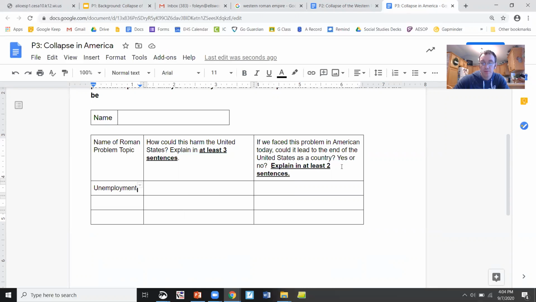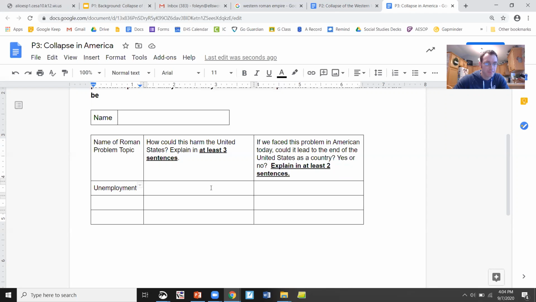Now, some of these things we do face. We've seen unemployment, we've seen inflation, things like that. And so look at, could it end our country? And if it could, how bad would it have to be? And so those things are pretty important to think about.